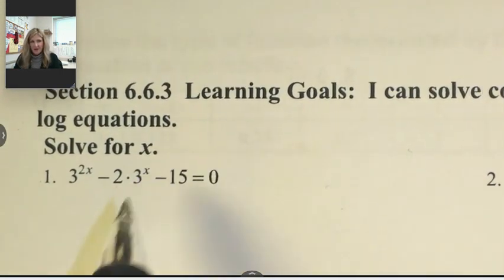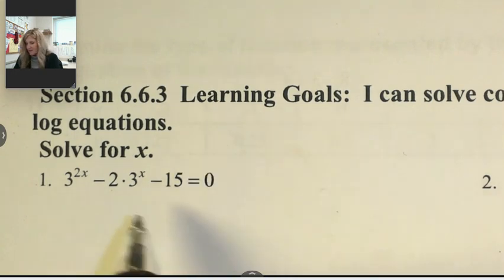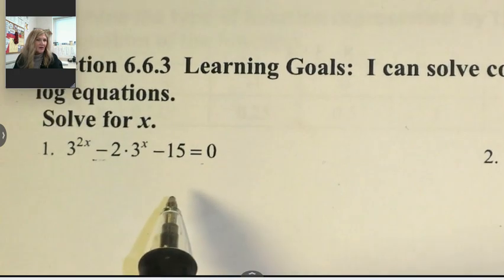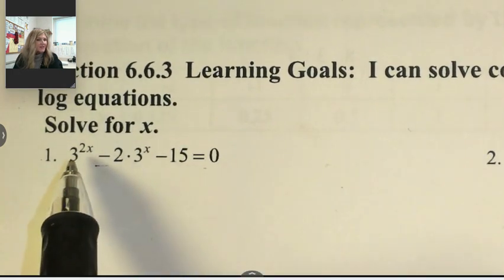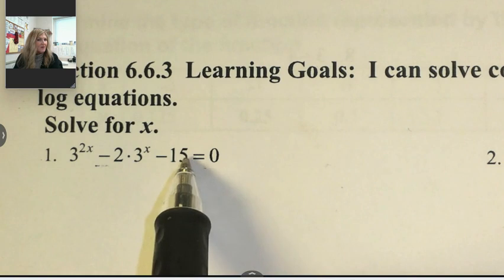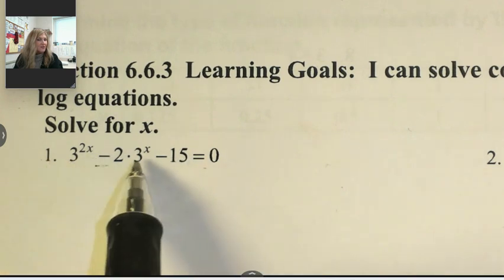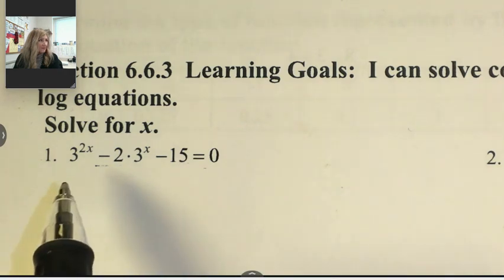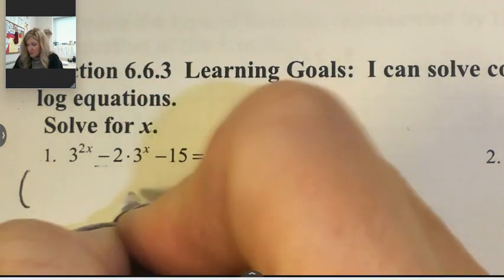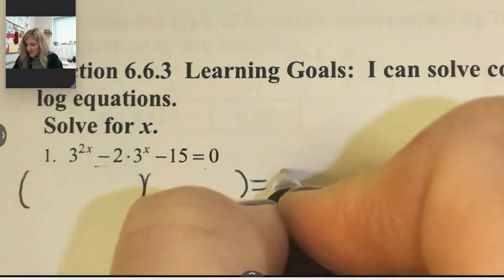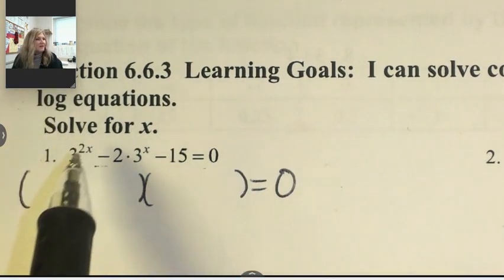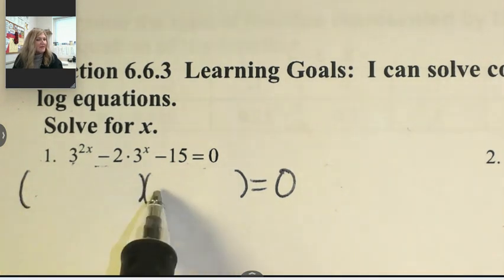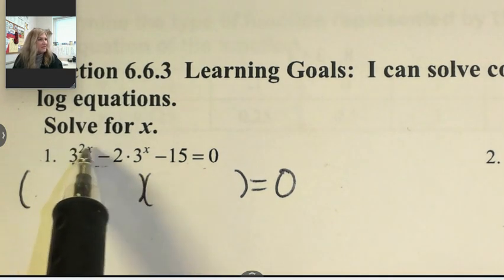Let's take a look at number 1. We're solving this for x. We've never done a problem like this before. This is actually a trinomial. What do we do to solve a trinomial? We factor. We set up double parentheses and we factor. We have to look at the first term and we have to think what times what would give us 3 to the 2x.